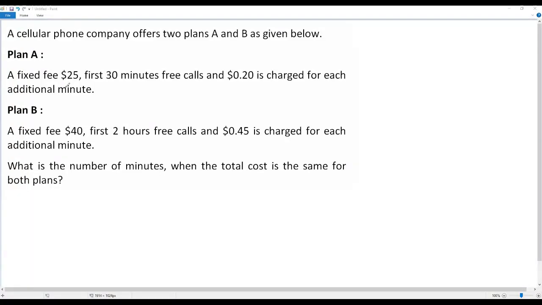Here we have a SAT math problem. Okay, let's go to the question. A cellular phone company offers two plans A and B as given below.